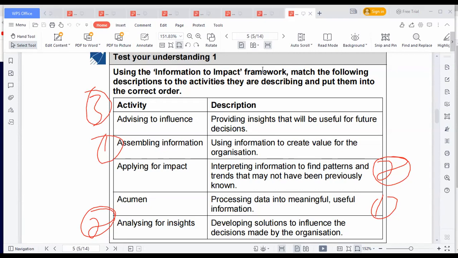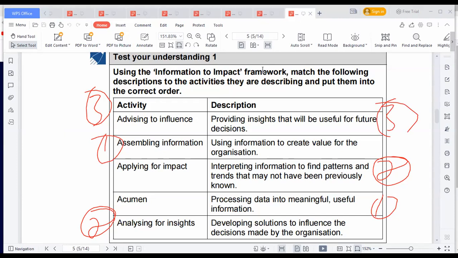Using information to create value. Do you agree with that? For me, it is the first one, provide insight that will be useful for future decisions. Yes, providing insights. Because when you are advising to influence, you are providing insights. You are making the management understand. So this is three here.